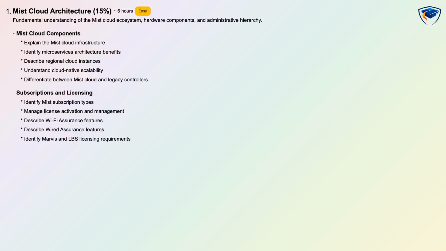MIST Cloud Architecture is 15% of the exam and is rated easy with an estimated 6 hours of study. You will learn the MIST Cloud ecosystem including its microservices architecture, regional cloud instances, and cloud-native scalability. Study how MIST differs from legacy controllers, the key MIST Cloud components, and practical license management including Wi-Fi assurance, wired assurance, Marvis and LBS licensing requirements. Expect conceptual and scenario-based questions that validate your ability to identify components and handle subscription activation.